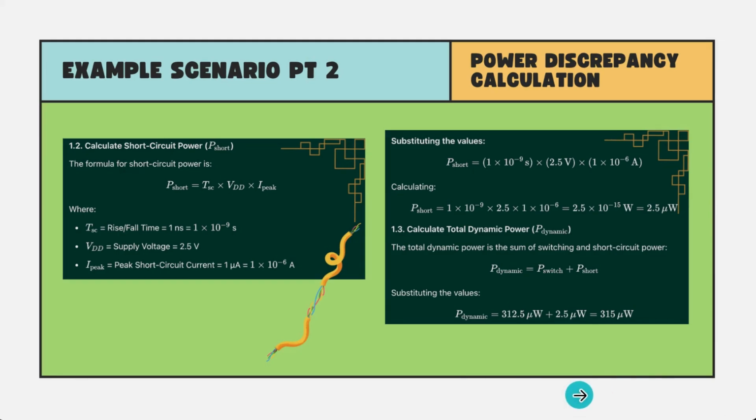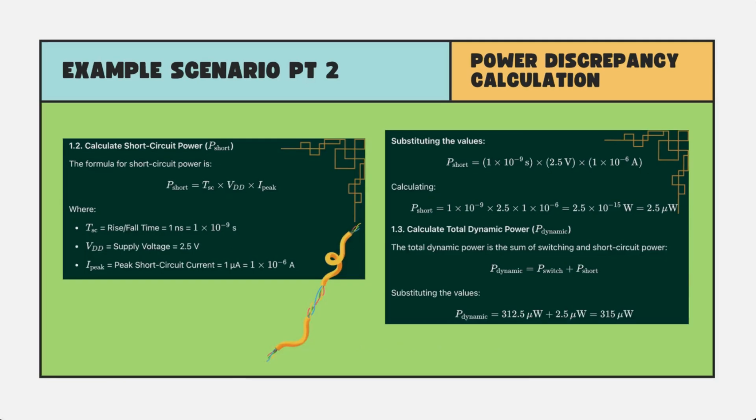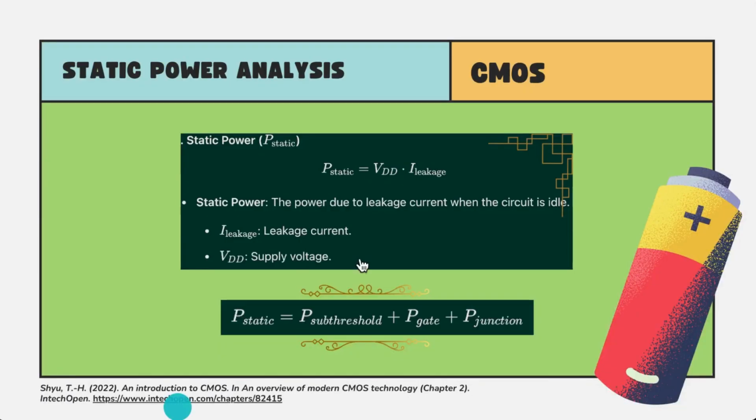Before we calculate the dynamic power, let's proceed to calculating the static power or leakage power. To calculate the static power, we just need the formula V times I leakage current. As you can see here, the leakage current multiplied by supply voltage would result in 2.5 nanowatts. From the previous topic, this is a summation of P threshold, P gate, and P junction leakage.